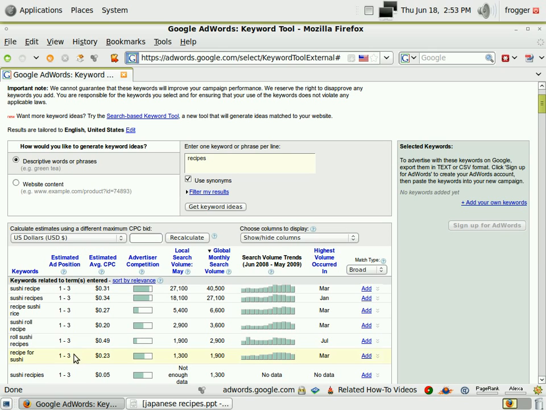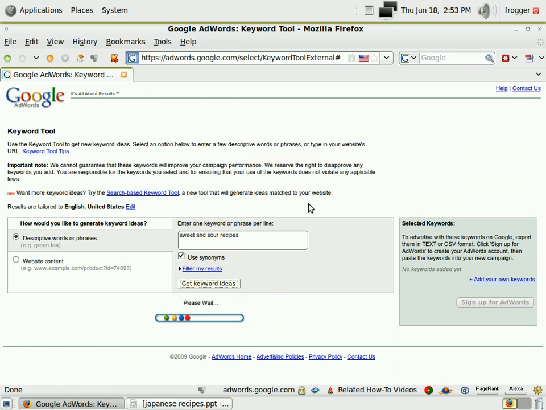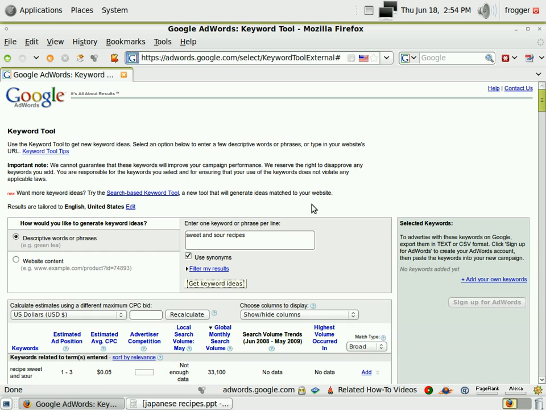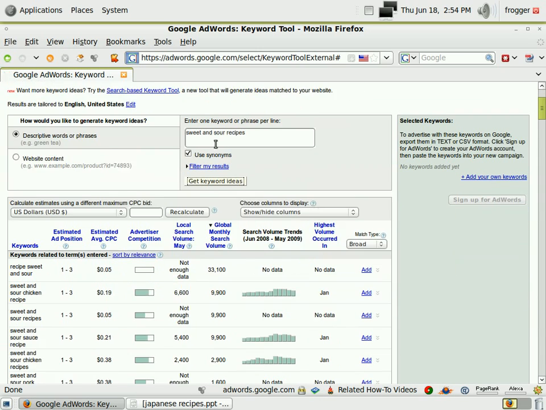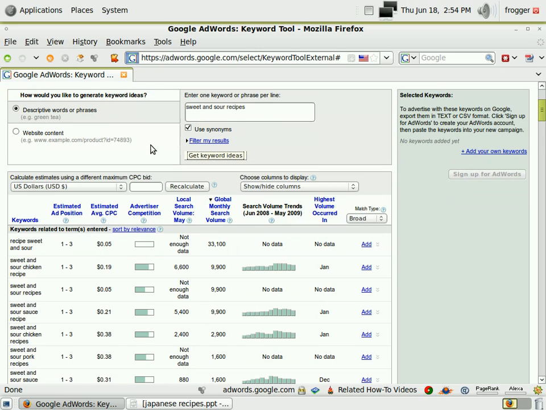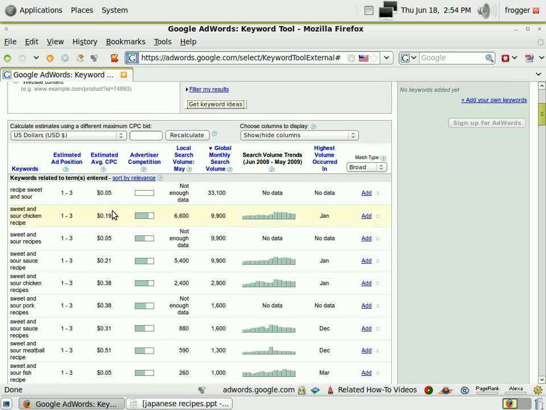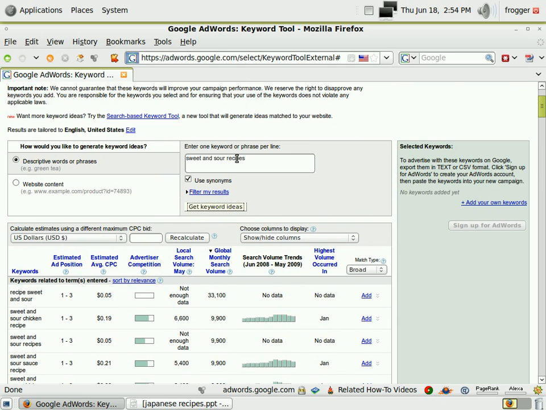So then we've also got, what was the last? Sweet and sour recipes. And these are real good broad categories to have underneath Japanese recipes, because they don't have the word Japanese in them in particular, but they are Japanese related foods, and they're broad categories. So this one gets sweet and sour recipes, 33,000, and it's a very cheap keyword on the advertising side of things.